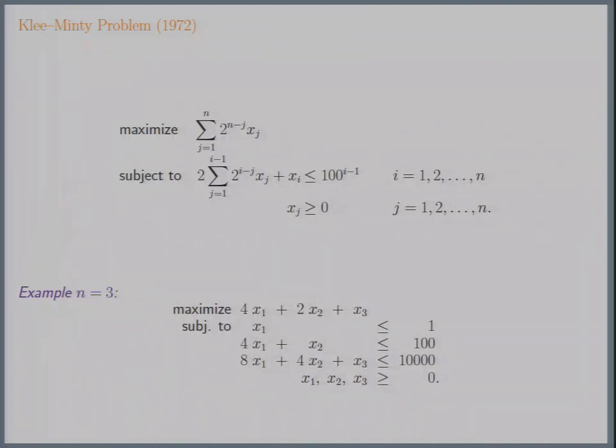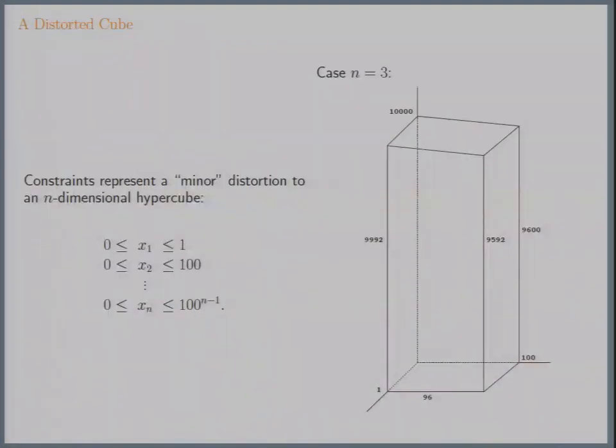And so roughly speaking, x3 is between 0 and 10,000. So this looks like a distorted cube, actually, and I have a picture of it here. It looks roughly like this. It's not exact. Of course, the things have been stretched.